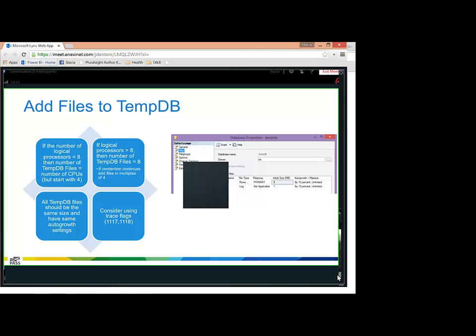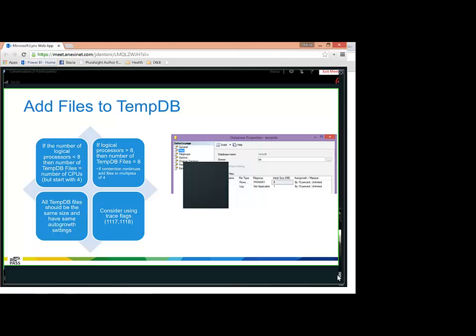But what Bob came up with is the number of logical processors. So if you're on a physical server, this would be cores. If you're on a VM, this would be vCPUs. If that number is less than 8, then the number of TempDB files should be the number of CPUs, but generally speaking, start with 4. So you're always going to want to start with a number 4. Likewise, if your number of logical processors is greater than 8, then set your TempDB files equal to 8. If you observe contention, and you're going to observe this contention in PFS waits typically, that's the most common one, then you can add files in multiples of 4.